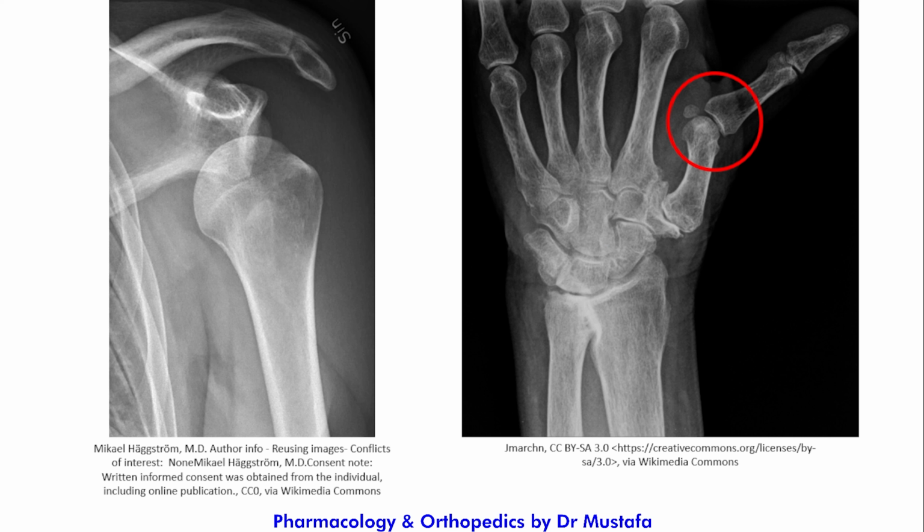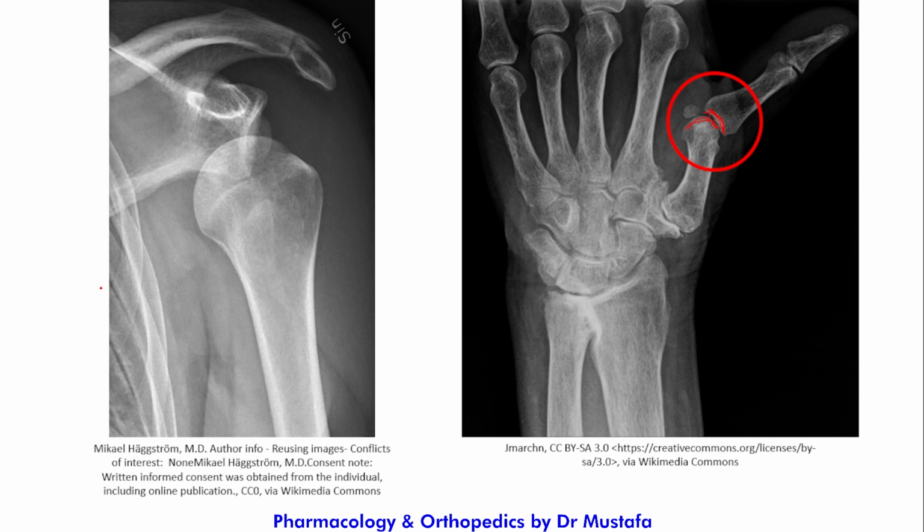In the right picture here, as we can see, this is the joint surface of the first metacarpophalangeal joint. This is the joint surface of the metacarpal, and this is the joint surface of the phalanx. As we can see, there is still contact, but there is some area that has no contact. So this is basically a subluxation. There is partial displacement of the joint, but there is still some contact, as we can see here.